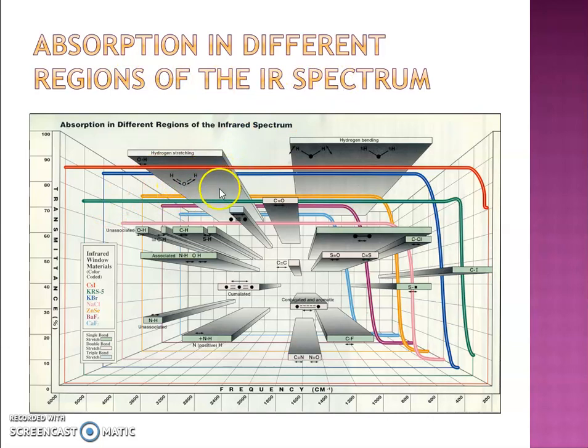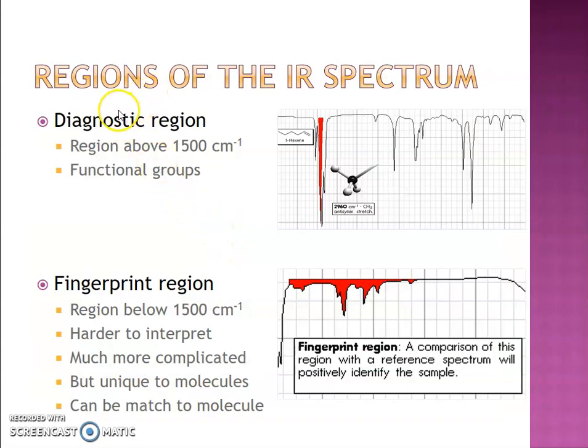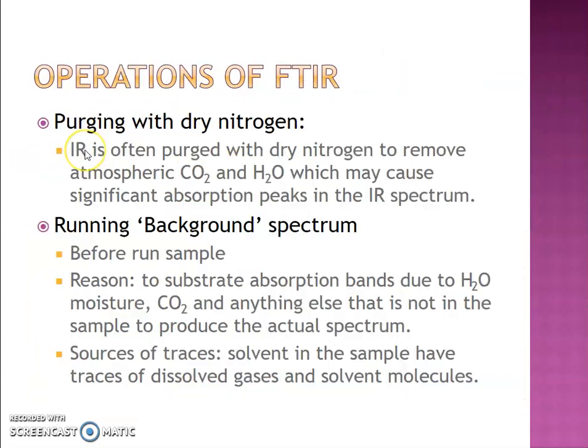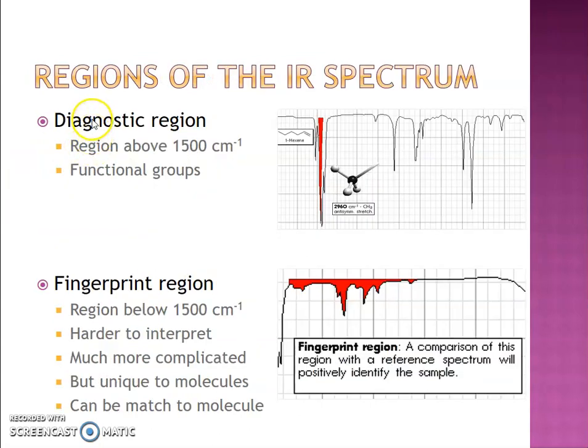This is too small, never mind, we will look at it again later. And this is the region of the IR spectrum. We have two regions. First, we call it the diagnostic region. This region is above 1,500. Above 1,500 is the diagnostic region, or important region, because peaks around this region are quite informative compared to the fingerprint region.